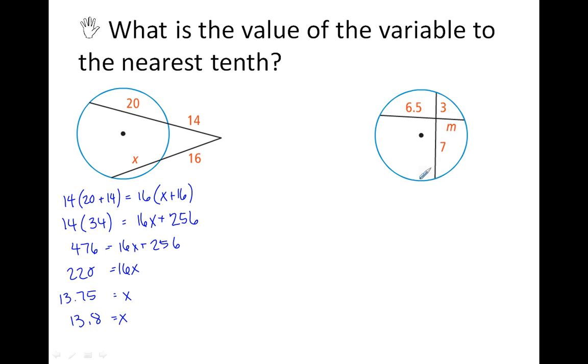Now here it's all inside, so we're going to do part times part equals part times part. So 6.5 times m equals 3 times 7. So 6.5m equals 21. Divide both sides by 6.5, and I get 3.23, and it continues on, but we're rounding to the nearest tenth, so m is 3.2. Okay. So again, if it's outside, it's outside part times the whole, and if it's inside, it's part times part and part times part.